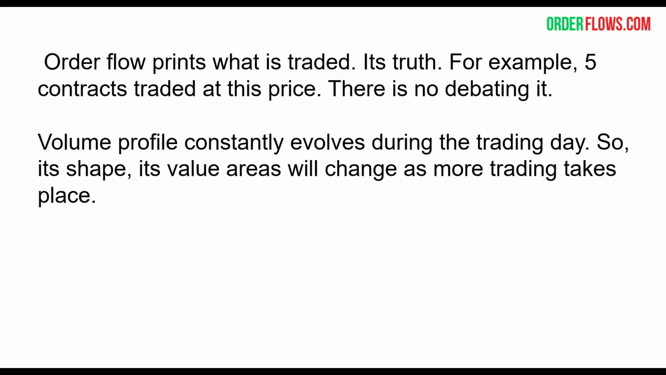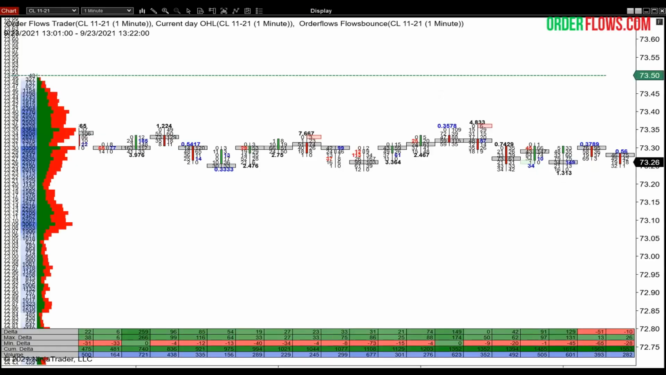Order flow prints what's traded. It's the truth. For example, 5 lots of crude trade at 71.91. That's it. There's no debating it. It happened. But a volume profile during the day is constantly changing, because volume is being printed over time at a certain price, then it moves away, moves down, moves up. It's evolving as the trading day happens.